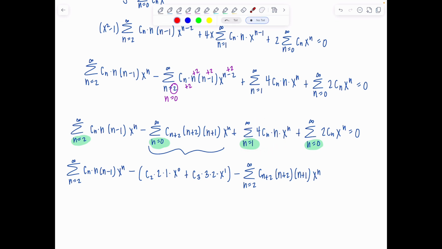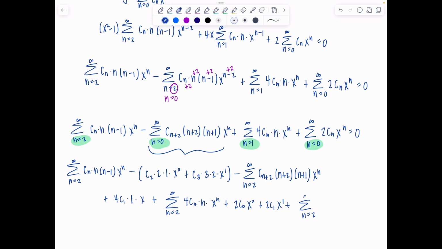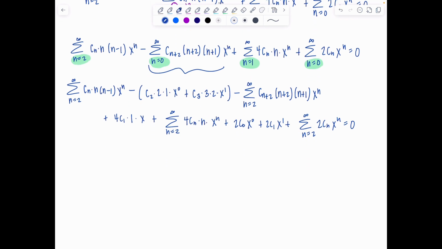Write the n equals 1 term separately. So plus 4c1 times 1 times x, plus, and then now you can start this guy at 2, 4c sub n times n times x to the n, plus, I have to write 2 terms separately, 2c0 x to the 0 plus 2c1 x to the first, plus, then we're starting n equals 2 to infinity, 2c sub n x to the n is 0. Okay, now everything's so fantastic. We've got the sum n equals 2 to infinity.